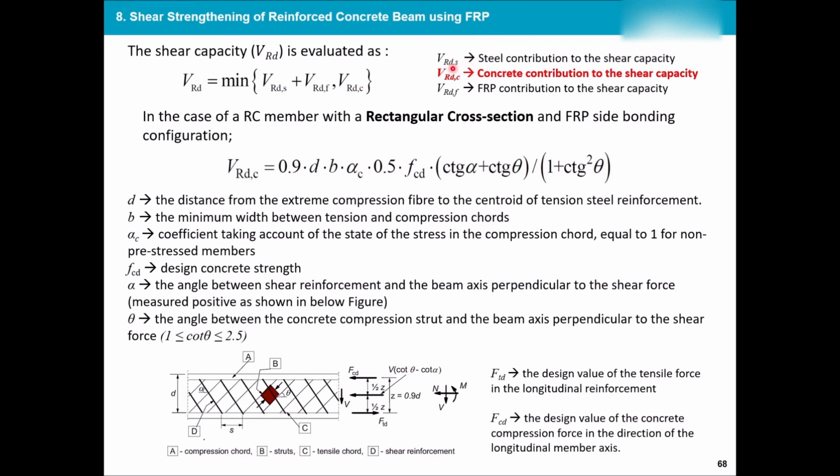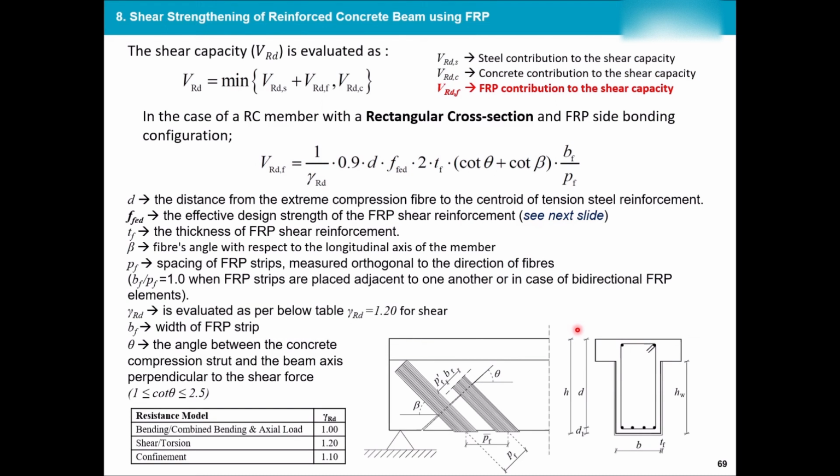After passing the resistance of steel for shear capacity, we get to the concrete contribution to shear capacity. Again, a simple formulation. As you can see, majority of the factors relate to your concrete. For example, the depth of your concrete, the width of your concrete, the FCD, which is the design concrete strength, and some angles, which simply can be figured out just looking at the section.